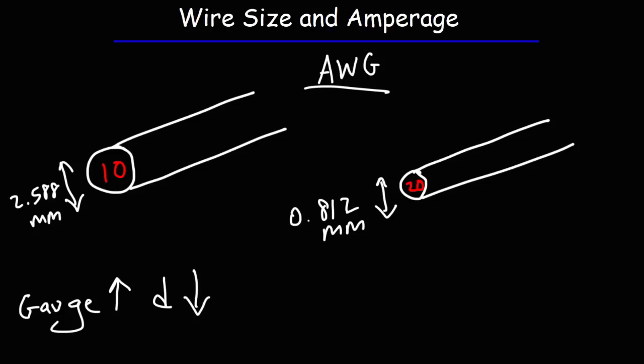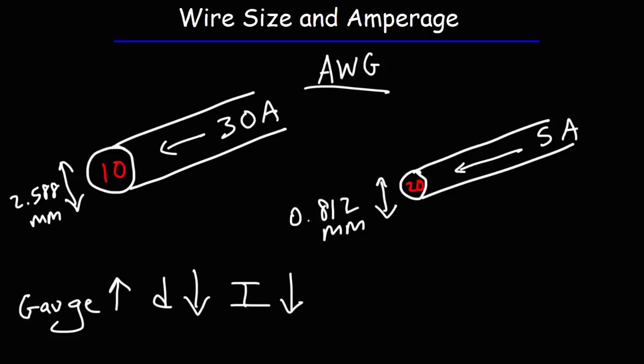A wire gauge of 10 can handle a current of 30 amps, whereas a wire with a gauge of 20 can handle a current of 5 amps. So as the gauge number increases, the amount of current that it can handle decreases.